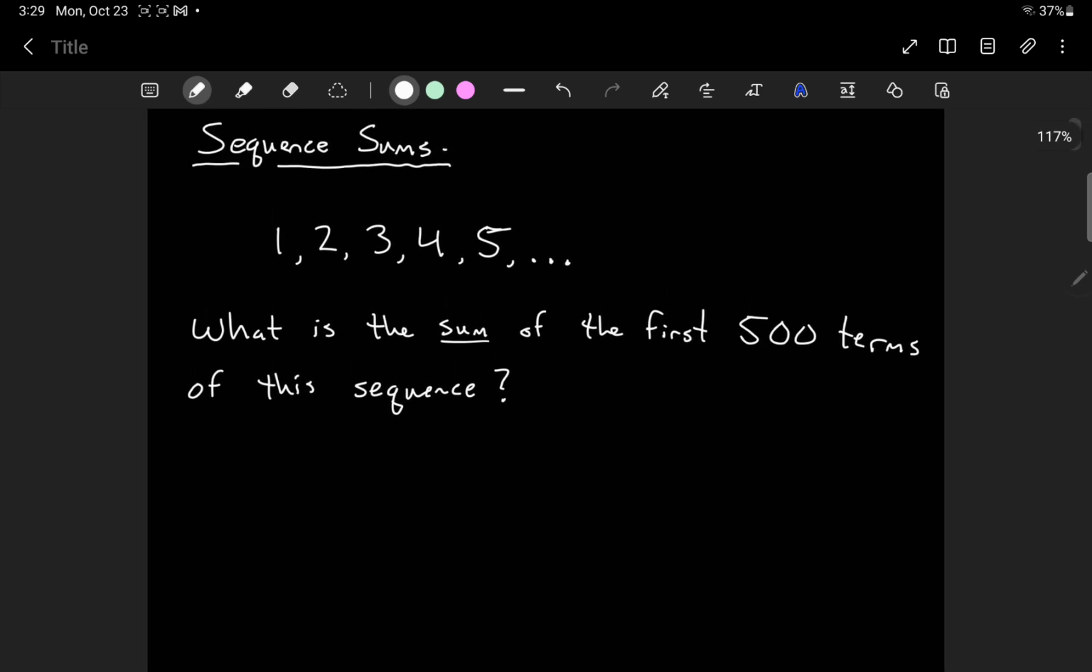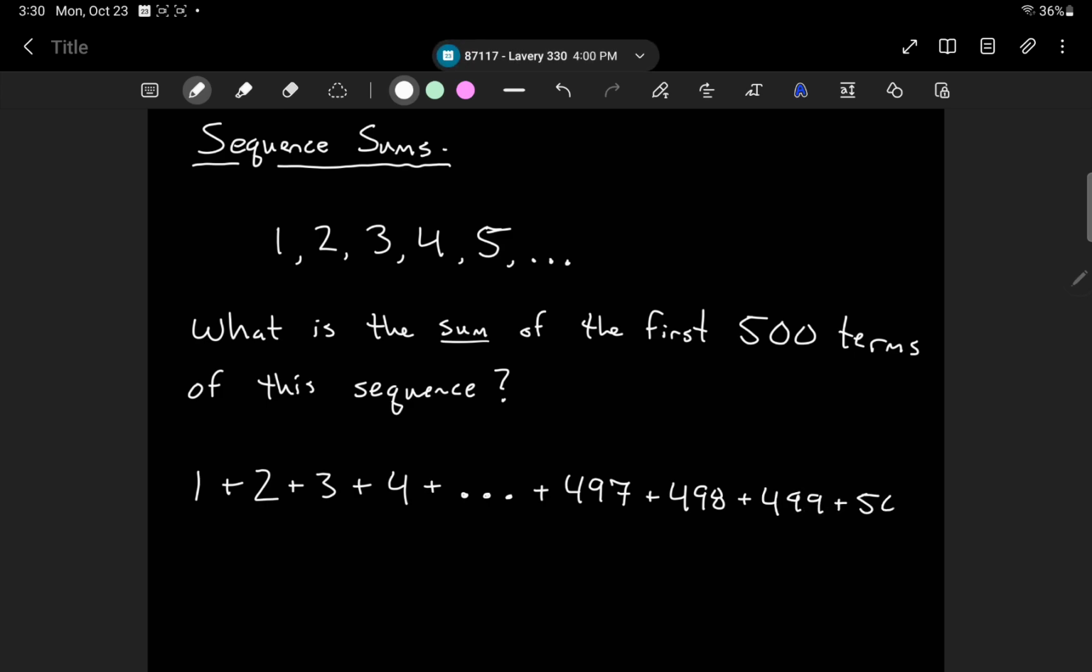All right. So one way to go about doing this would just be to say, great, I've got enough time on my hands. I can just say 1 plus 2 plus 3 plus 4. And then you just continue that pattern until you got all the way up to, let's see, 497, 498, 499, 500. So you could add up all those numbers manually with your calculator.